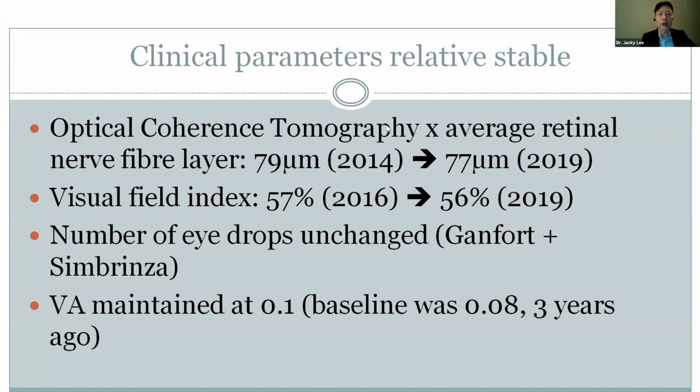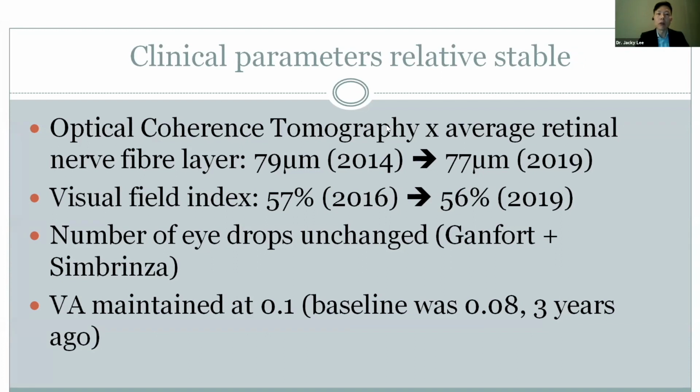Quite lucky for us as well as for the patient, his clinical parameters were kept relatively stable during this period. His OCT for retinal nerve fiber layer status was maintained from around 79 micrometers to around 77 in 2019. And his visual field index has not dropped too much, only around 1% from 2016 to 2019.